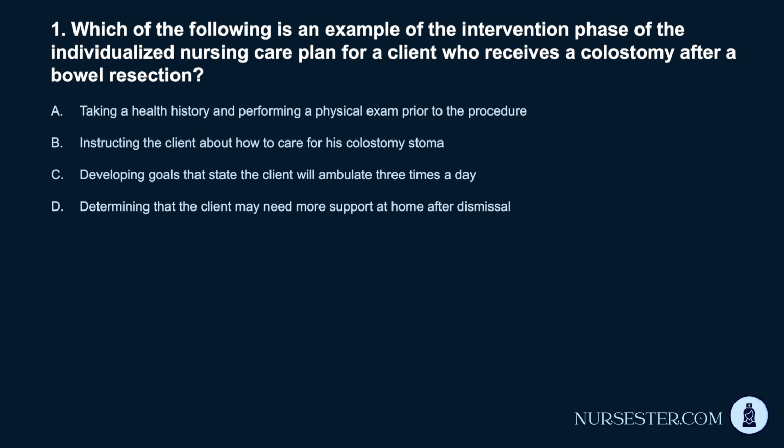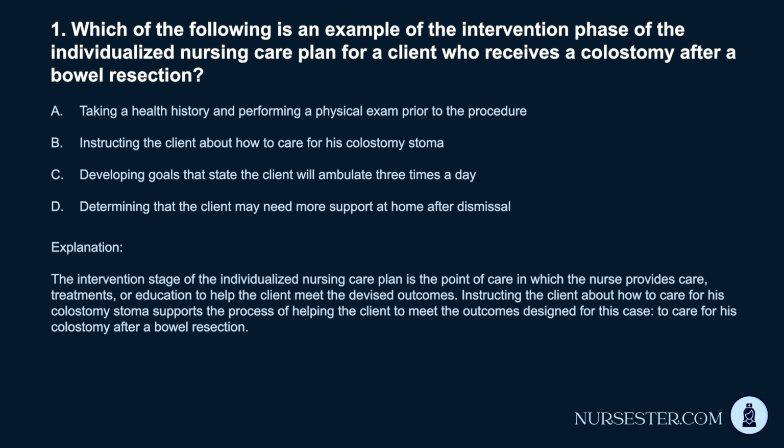1. Which of the following is an example of the intervention phase of the individualized nursing care plan for a client who receives a colostomy after a bowel resection? A. Taking a health history and performing a physical exam prior to the procedure. B. Instructing the client about how to care for his colostomy stoma. C. Developing goals that state the client will ambulate 3 times a day. D. Determining that the client may need more support at home after dismissal.